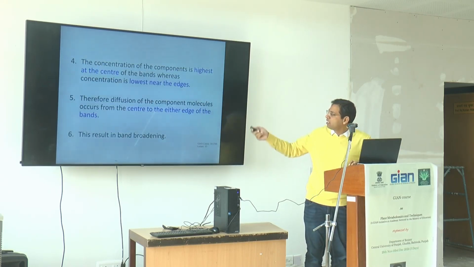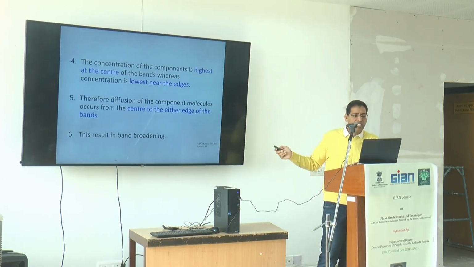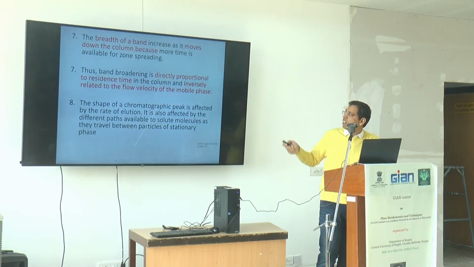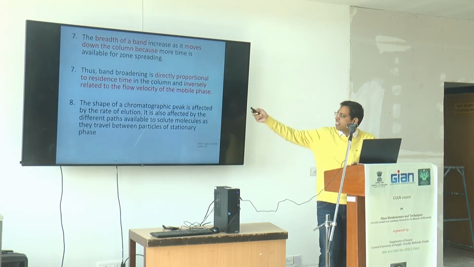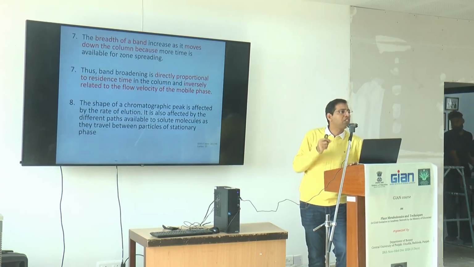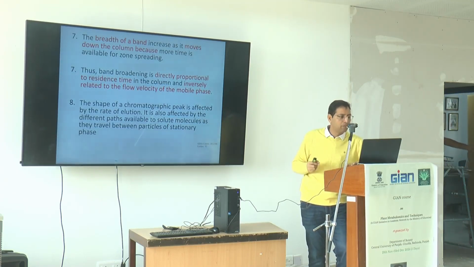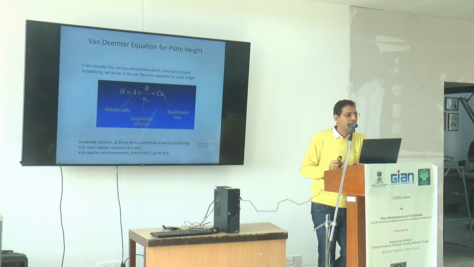So you see, these are the few reasons why you are getting the band broadening, and this band broadening of the bed increases through the column. The shape of the chromatographic peaks is also affected by the rate of elution, and that broadening is directly proportional to the residence time. Residence time means how much time those solutes are present in the column. This can be explained by the Van Deemter equation for the plate height.